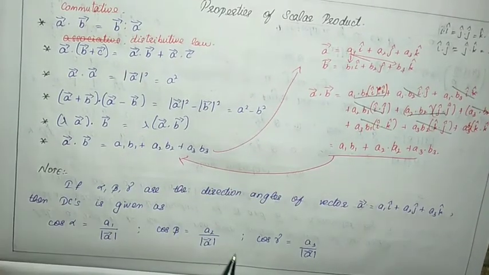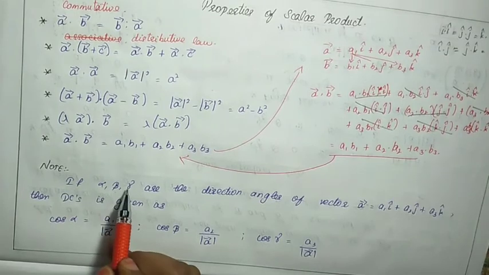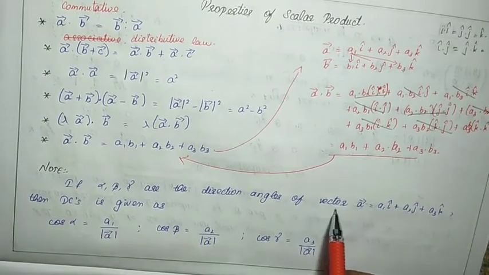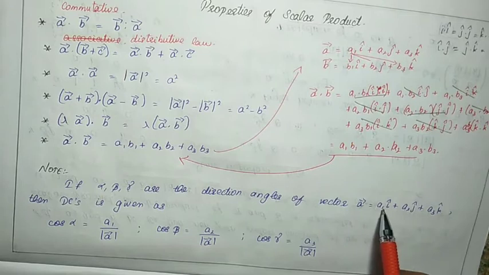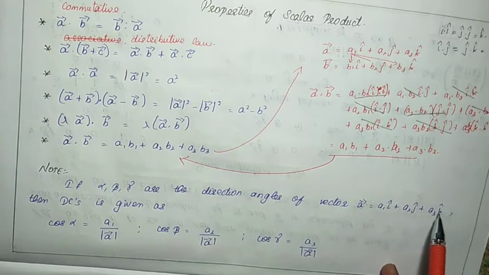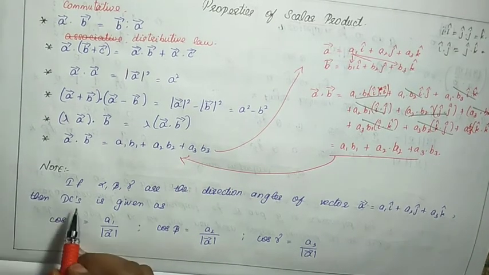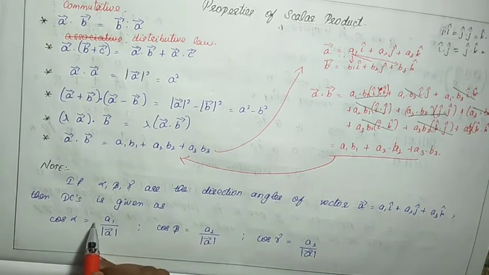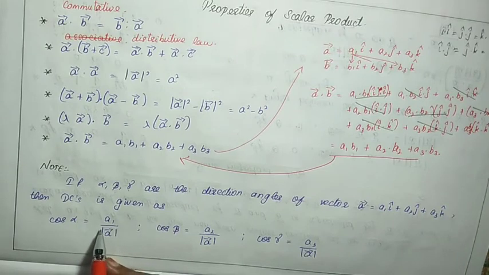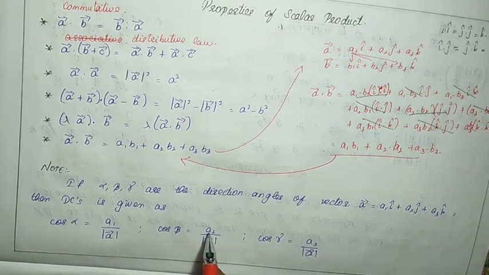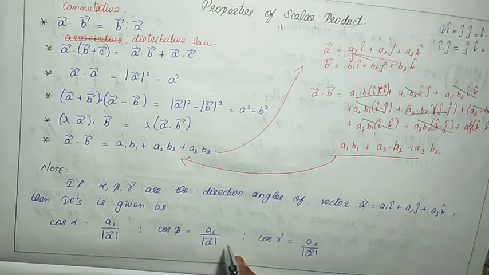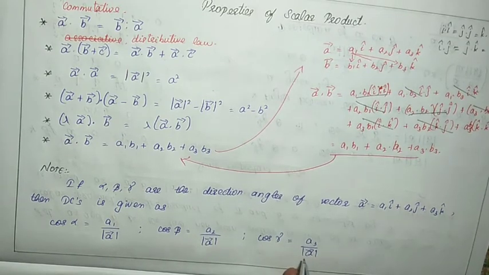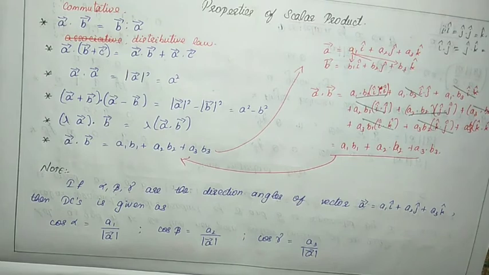Next, if alpha, beta, gamma are the direction angles of the vector a vector equals a1 i cap plus a2 j cap plus a3 k cap, then the direction cosines are given as cos alpha equals a1 by mod of a vector, cos beta equals a2 by mod of a vector, and cos gamma equals a3 by mod of a vector. These are the important properties that you have to know in scalar product or dot product.